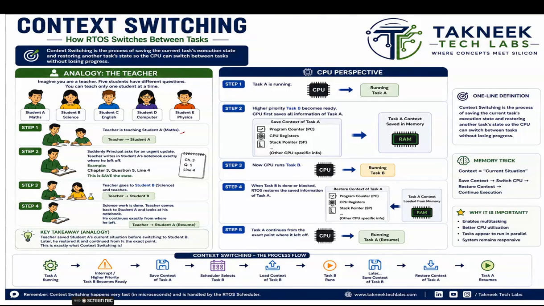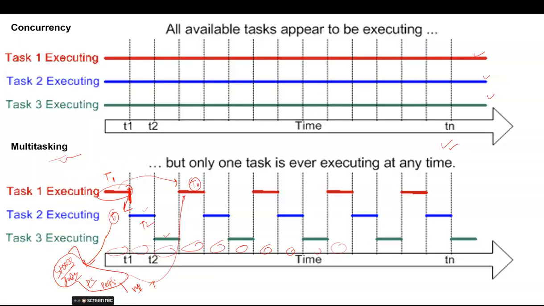Suppose there's a teacher teaching student A maths. Suddenly the principal asks for an urgent update. Okay, the teacher writes in student A's notebook exactly where they left off: chapter 3, question 5, line number 4. And then he leaves to teach science to another student. Then he completes his science lecture for student B and comes back. And because he has noted down where he left off, he can resume from exactly where he left. This is the analogy to understand what context switching is.